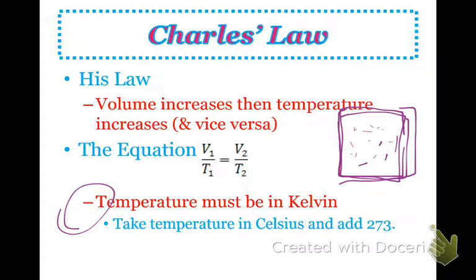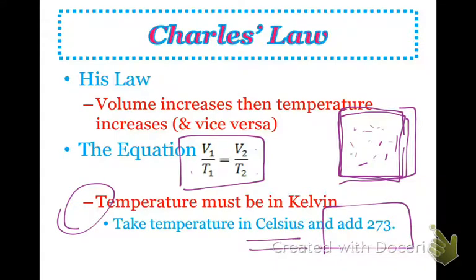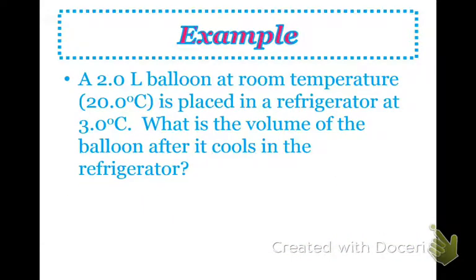We have to have our temperatures in Kelvin for this equation to work, or the relationship will not be correct. And notice what the relationship is. The volume of the first one over the temperature of the first one equals the volume of the second one over the temperature of the second one. So remember that all you have to do to get your temperatures in Kelvin is just add 273 to your Celsius temperatures. Okay, so let's do some practice.